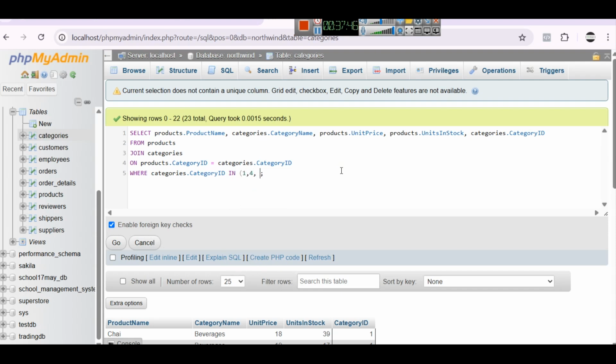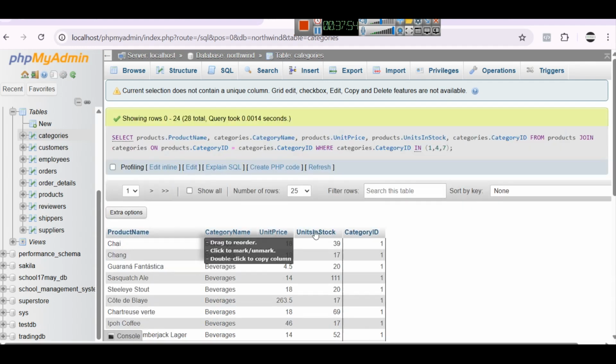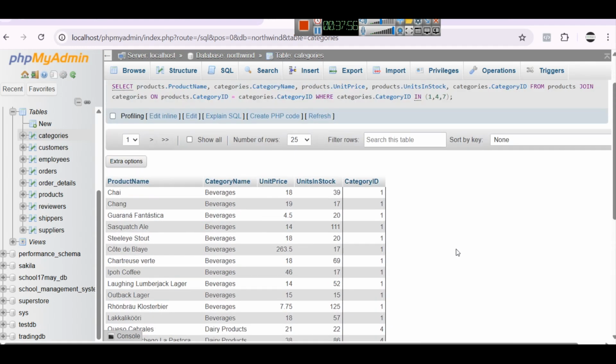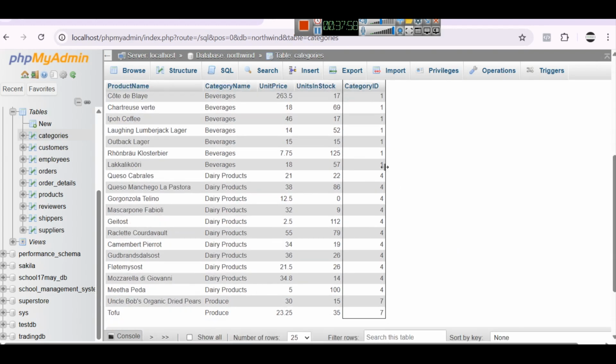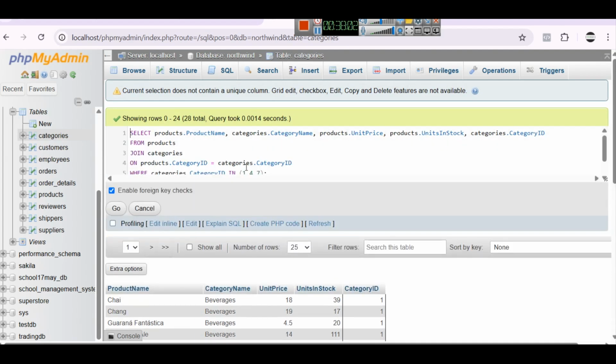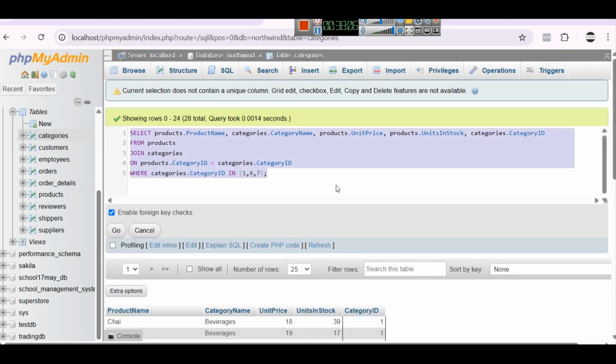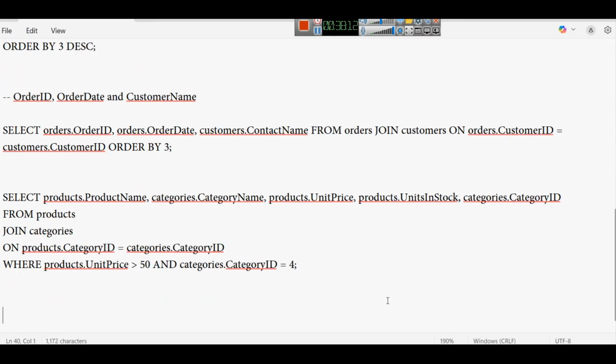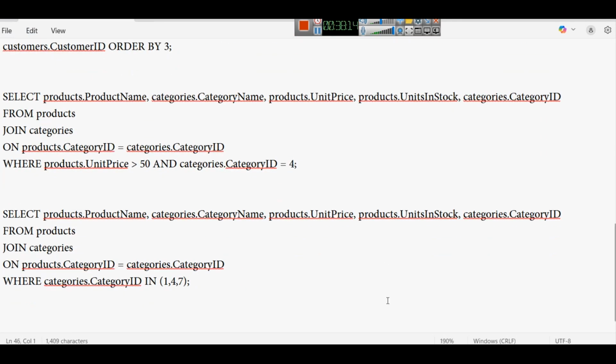Let's say 1 comma 4 comma 7. Let's say we want products of these three categories only. So here you can write in, 1 4 7. You can use in operator, like operator, you can use anything. It is not changing. It is only the way we are selecting now. Our selection is from two tables.